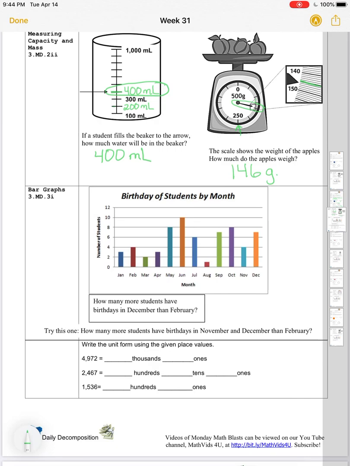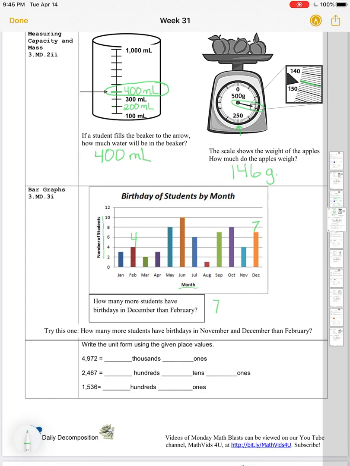Bar graphs, birthday of students by month. I notice that on the vertical axis I have the number of students, and on the horizontal axis I have the months. How many more students have birthdays in December than February? So let's look at December, and I see that the bar goes between 6 and 8. So there are 7 students who have birthdays in December. And in February, the bar goes to the 4.